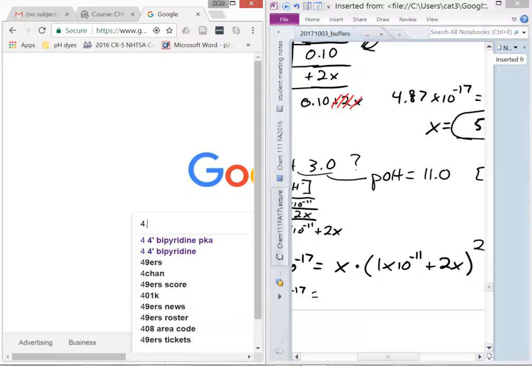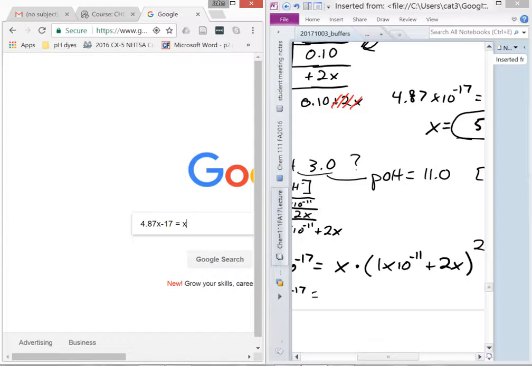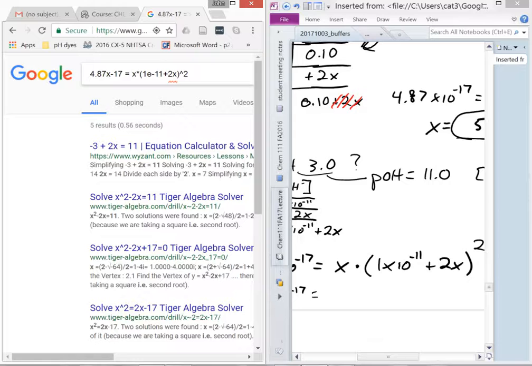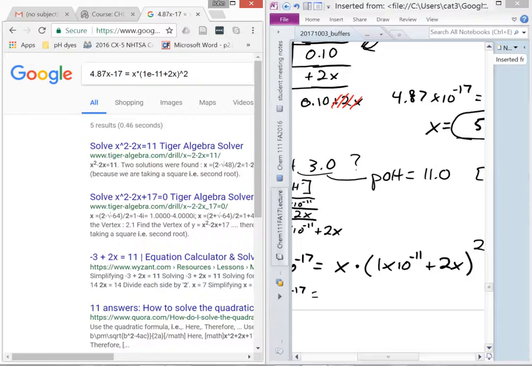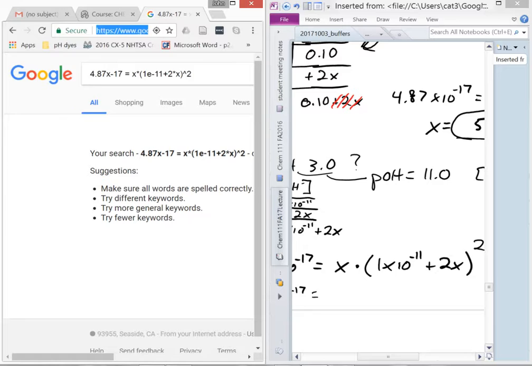4.87 e minus 17 equals X times 1 e negative 11 plus 2x squared. Yeah. No. Okay. Maybe.